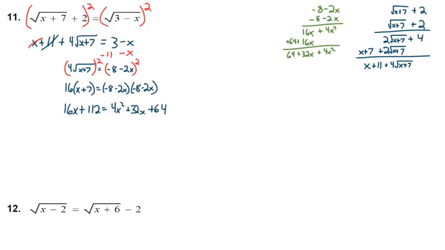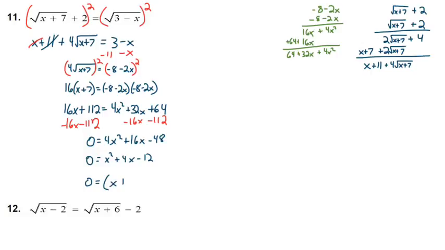From here, we've got that x squared to deal with. So move everything to one side or the other, but I'm going to go to the right. So minus 16x, minus 16x, minus 112, minus 112. 0 equals 4x squared plus 16x plus 64 minus 112, which is negative 48. And to make it simpler, I'm going to divide everything by 4. So 0 equals x squared plus 4x minus 12. So 0 equals x plus 6 and x minus 2. So x equals negative 6 and 2.